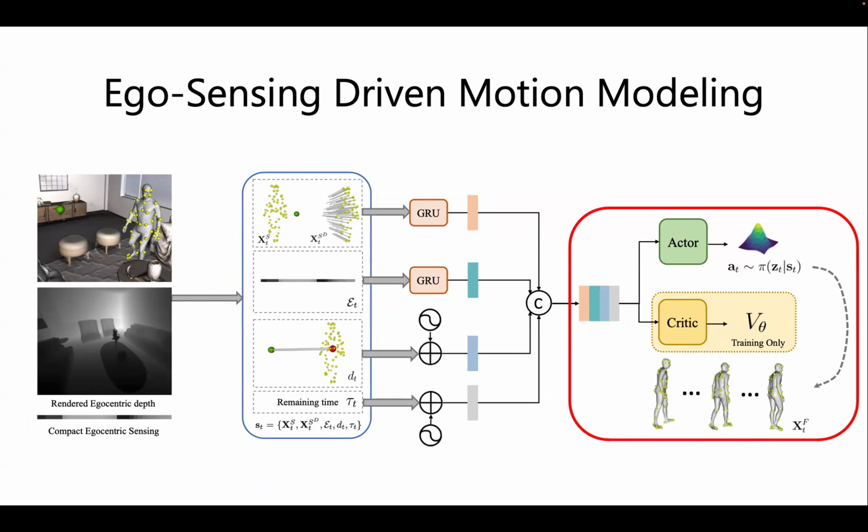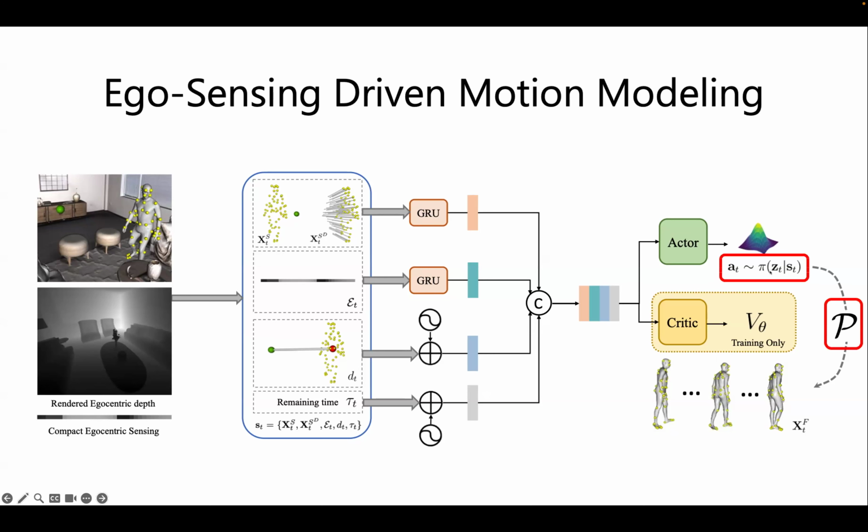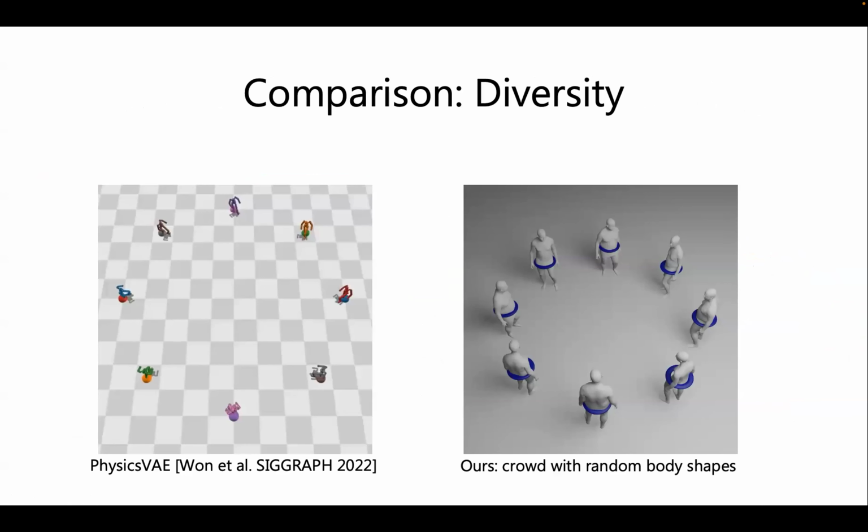This state goes to the MLP, and then we can learn the policy. We use the PPO algorithm to optimize the stochastic policy, and then basically we have an action sampled from it, and this action can drive the human motion, can drive this human movement. Okay, so that's the model.